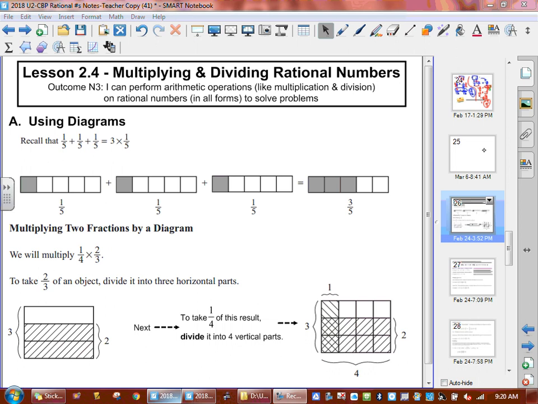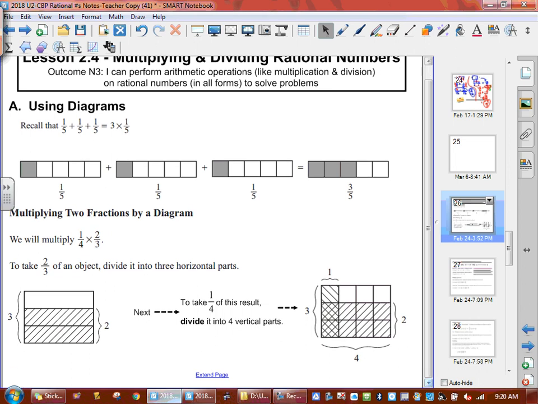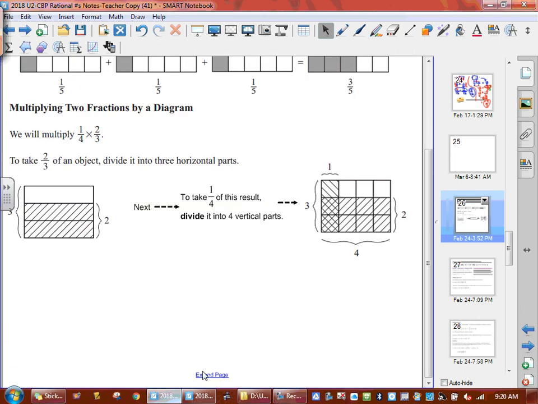We're going to multiply with a diagram. Now, when you multiply with a diagram, you do what's called double shading. So, if you wanted to multiply 1/4 times 2/3, you would first just make a rectangle of any kind. Then you would divide it up into 3 sections and you'd shade 2 of them. Okay? So they shaded the 2 sections.